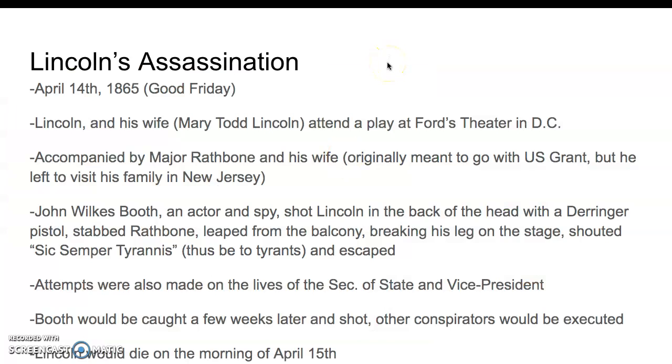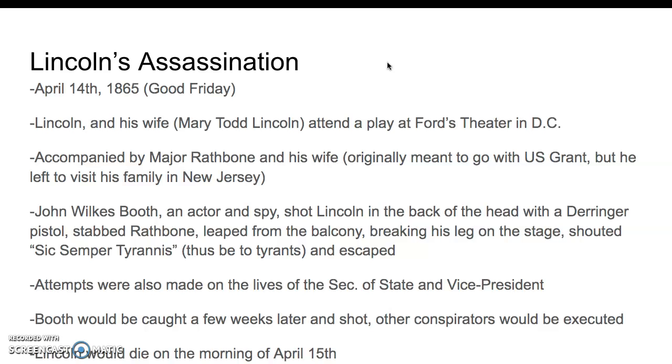However, all is not well. On April 14th, 1865, Good Friday, a couple days before Easter, Lincoln and his wife, Mary Todd Lincoln, attend the play at Ford's Theater in D.C., accompanied by Major Rathbone and his wife, originally meant to go with U.S. Grant, but Grant said he wanted to go visit his family in New Jersey.